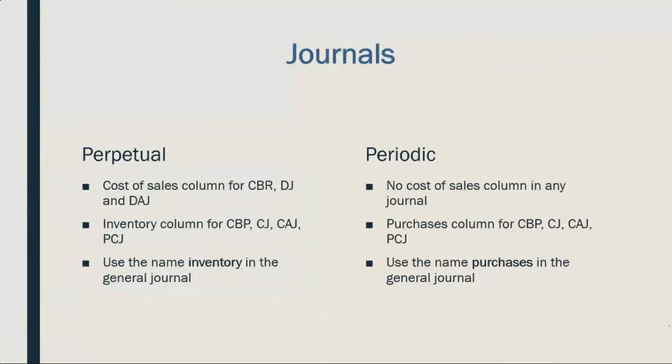Now, if we go to the journals, they will look exactly the same. So what you studied in Learning Unit 4 and Learning Unit 5 will not change. The only thing that will change is the column where we have inventory or cost of sales. Those are the only two that will change in these specific journals, based on whether you're under the perpetual or the periodic inventory system. Now let's start with the perpetual inventory system.